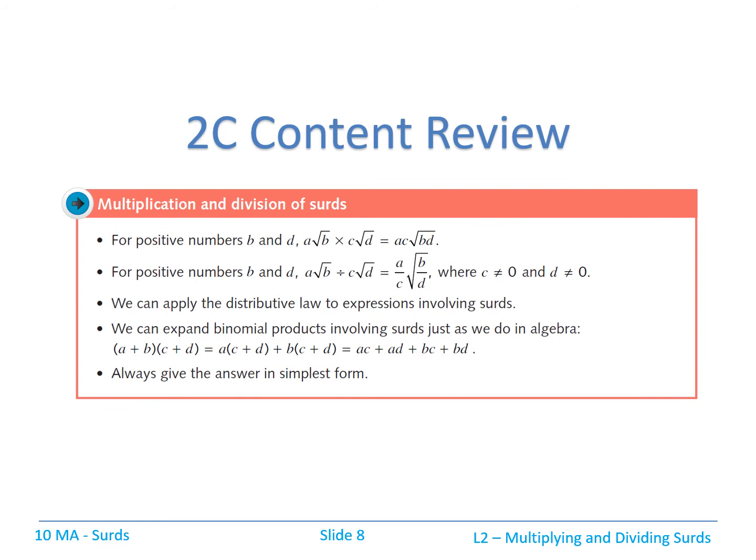Okay, so here's a review. When we multiply, outside by outside, inside by inside. When we divide, outside divided by outside, inside divided by inside. Of course, you can't divide if the bottom is 0 in either case. We can apply the distributive law just as we do with algebra. Expand binomial products the same way that we do in algebra, and we should always give our answer in simplest form.